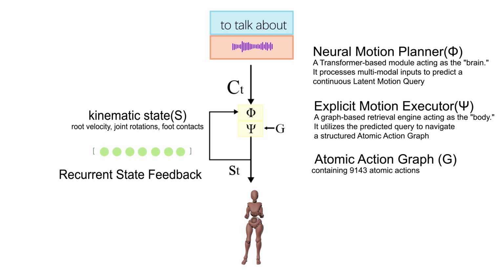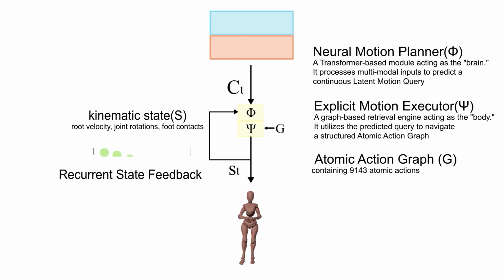This query goes to the lower right module. Psi, the explicit motion executor. This is a graph-based retrieval body. It searches a pre-built atomic action graph G and picks the best matching motion. The system outputs S, the final motion to drive the digital human.